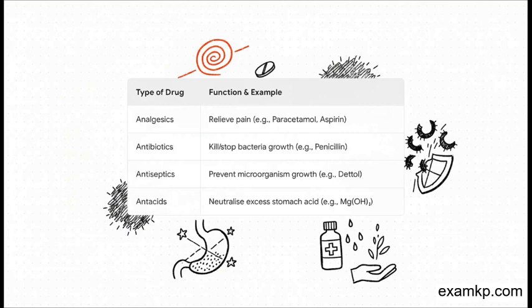You have analgesics for pain, like paracetamol, antibiotics to fight bacteria, like penicillin, antiseptics, like the Dettol in your first aid box to prevent infection, and antacids to neutralize that extra stomach acid. Please make sure you know at least one example for each type.